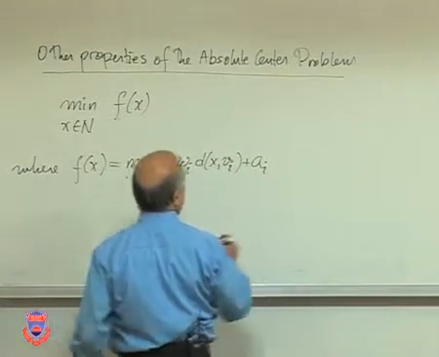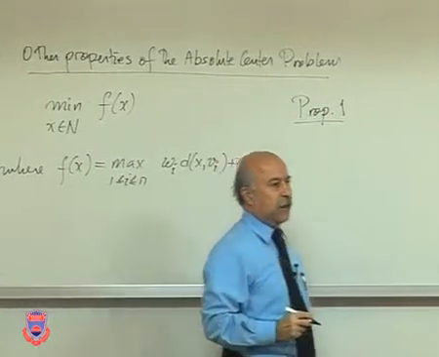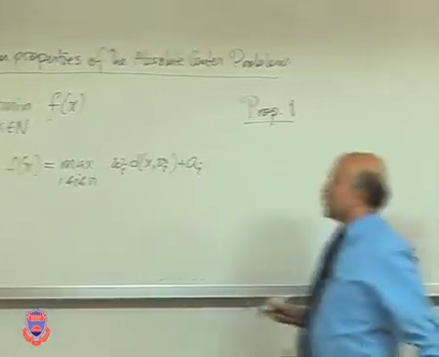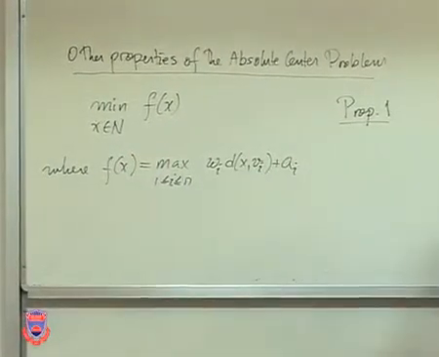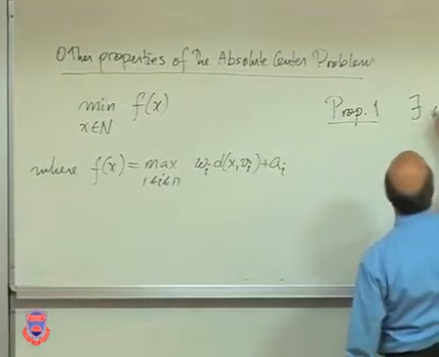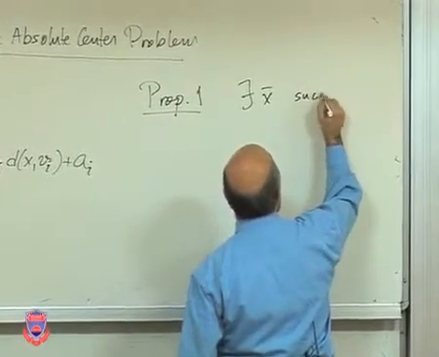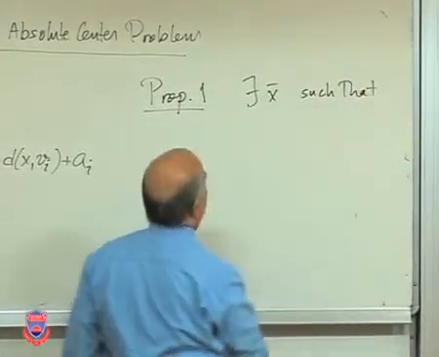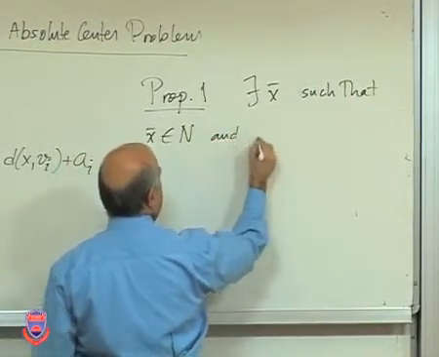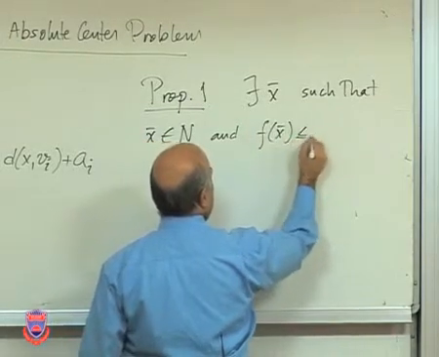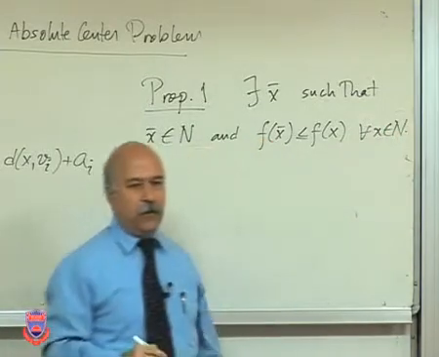And with this, I gave you one property, which is property 1, which said that this minimization is well defined. In other words, there's always a point which will do the job. So there exists a point x bar such that x bar is in N and f of x bar is less than or equal to f of x for all points x in N. There's always a minimizer.